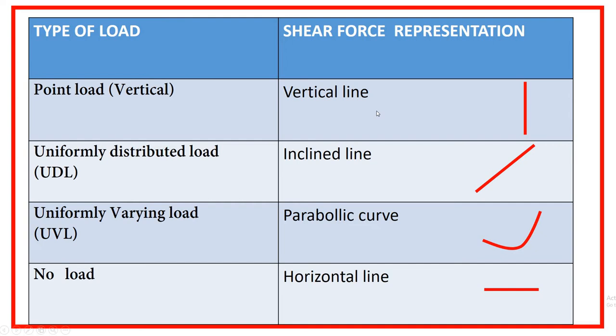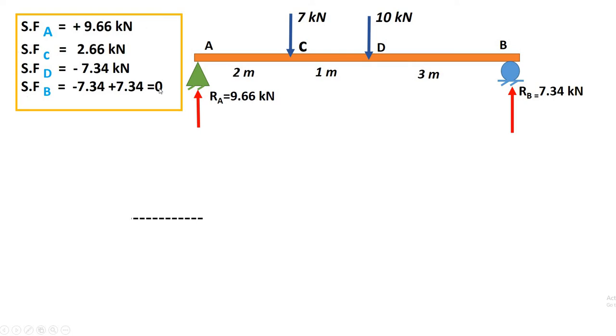Now for the drawing of the shear force diagram, where the point load is, we will have a vertical line. Where the uniformly distributed load is, we will have an inclined line. And where the UVL, that is uniformly varying load, is, we will have a parabolic line. And if we don't have any load, we have to show the same with a horizontal line. Okay, now let us draw the shear force diagram. These are our values: shear at A, shear at C, shear at D, and shear at B, right?